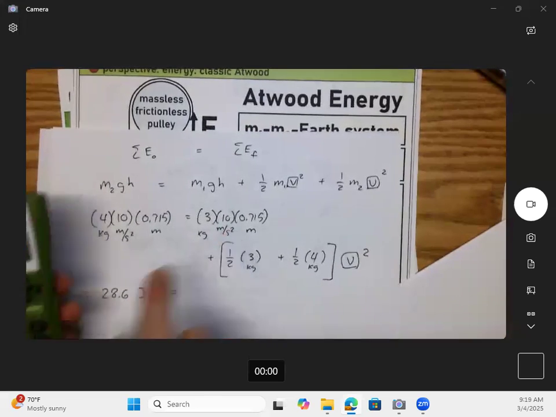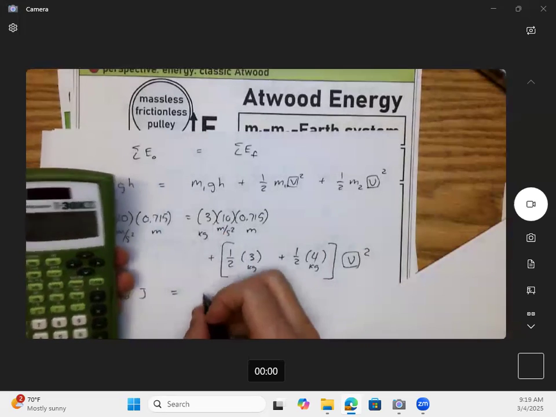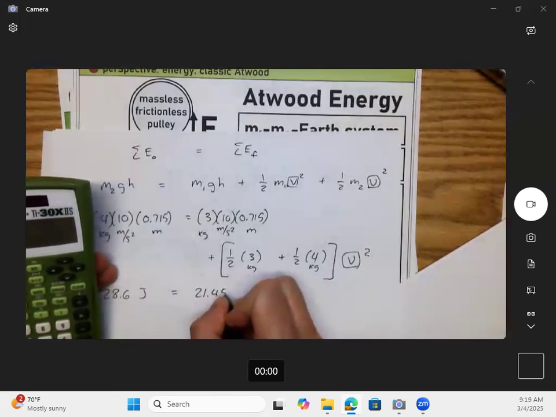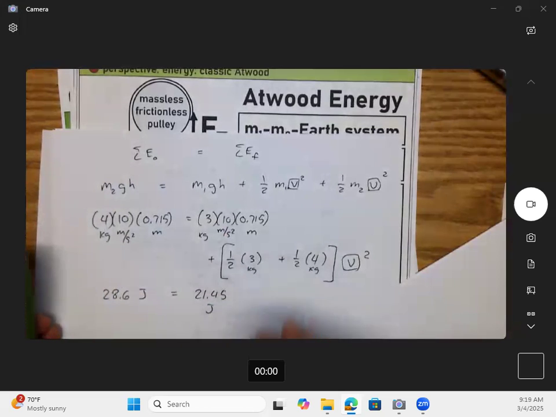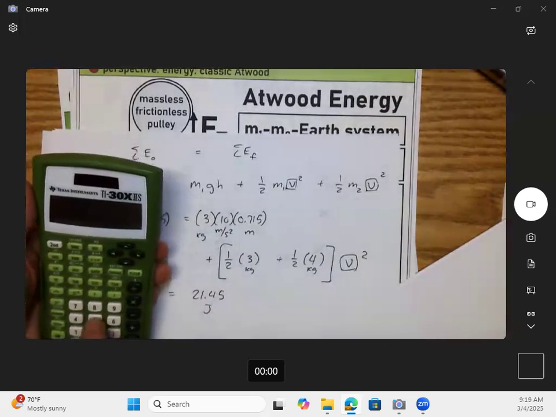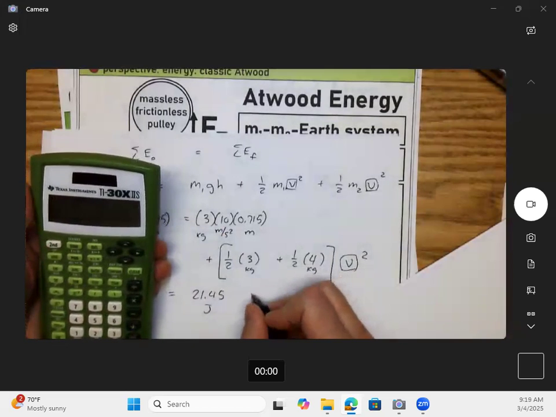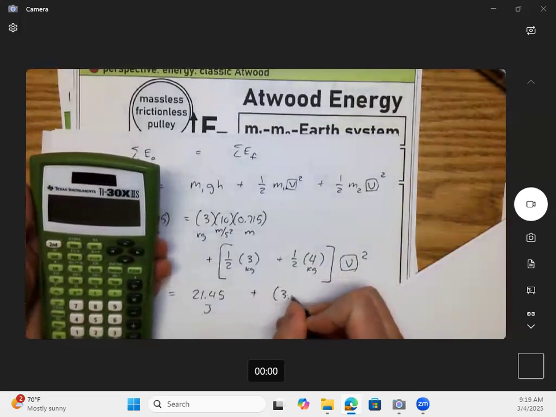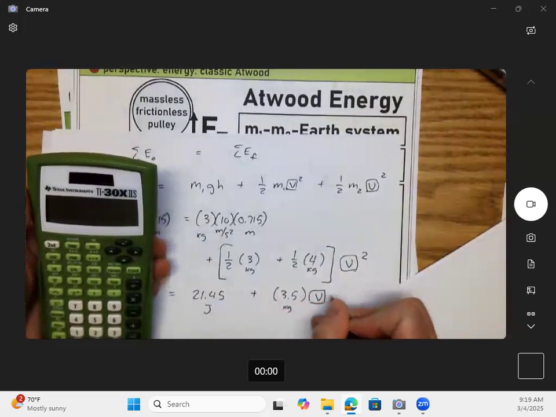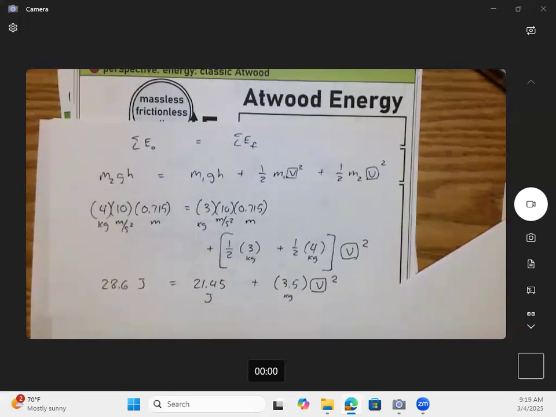If I pop in a 3 here, it looks like 21.45 of those joules went into lifting it against gravity. And then here I have, well, half of 7, so plus, now this would be 3.5. The unit turns out kilograms, and then I got this v squared, and I'm solving for v. Oh, it's easier to handle algebraically, right? Everybody gets so far. Everybody good? Okay.